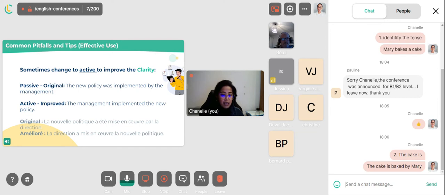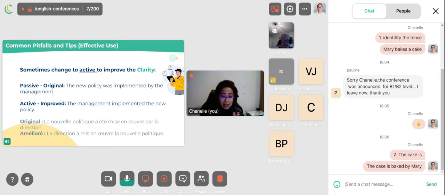Okay. So sometimes it's good to change to active voice. Why do I change to active? We change to active when you want someone to know who the subject is. Mary bakes the cake. So Mary is important. But if I want to change to passive voice, if Mary is not important, then I say the cake is baked by Mary because the importance is the cake.